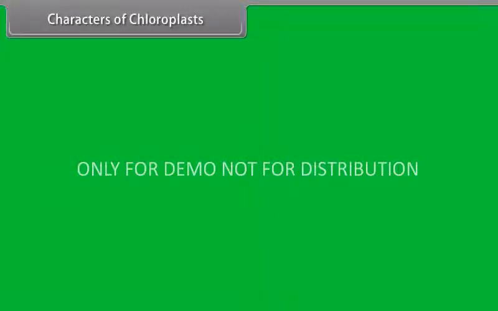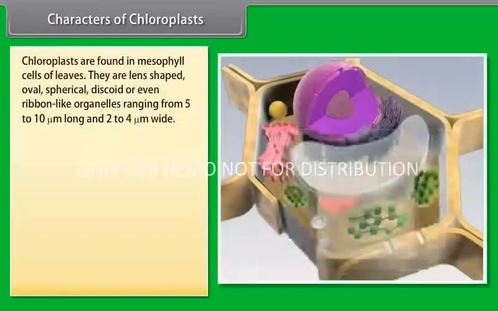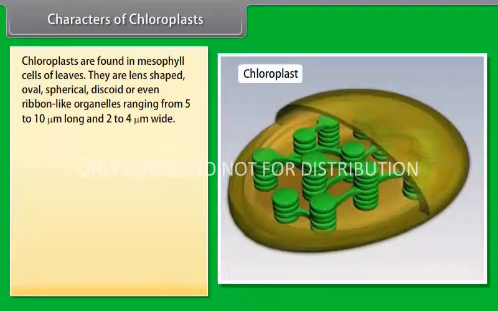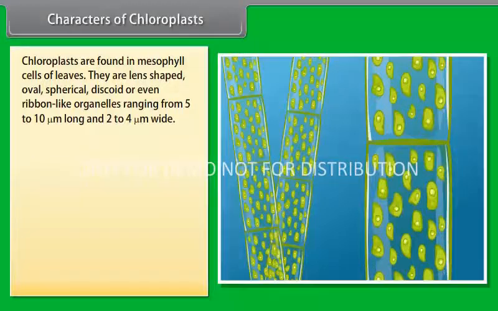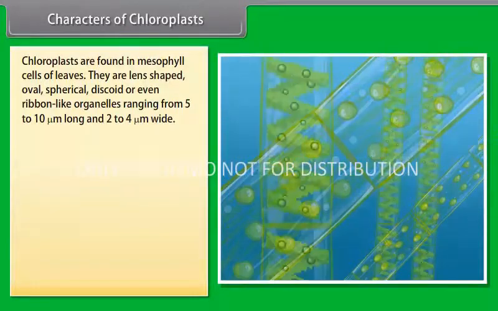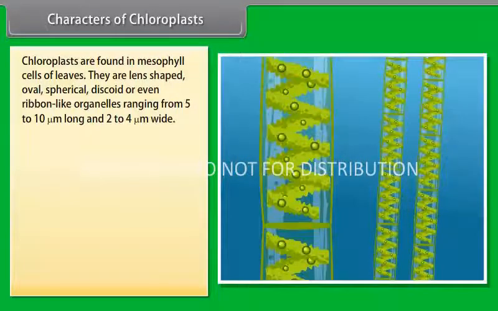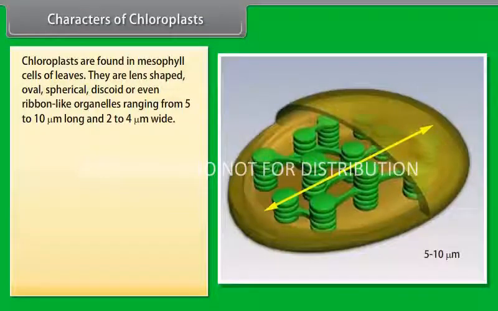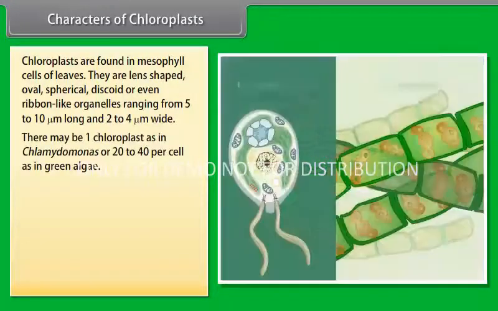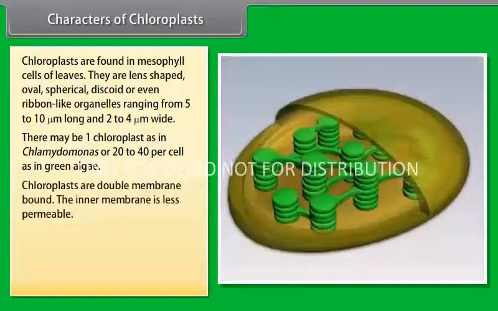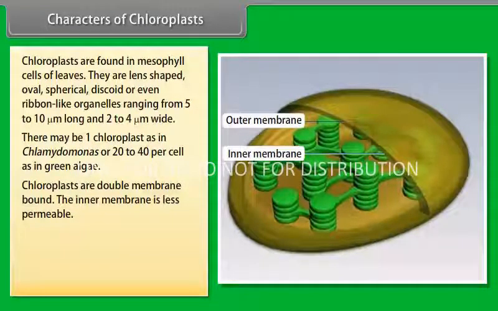Characters of chloroplasts. Chloroplasts are found in mesophyll cells of leaves. They are lens-shaped, oval, spherical, discoid, or even ribbon-like organelles ranging from 5 to 10 micrometer long and 2 to 4 micrometer wide. There may be one chloroplast, as in Chlamydomonas, or 20 to 40 per cell, as in green algae. Chloroplasts are double membrane bound. The inner membrane is less permeable.